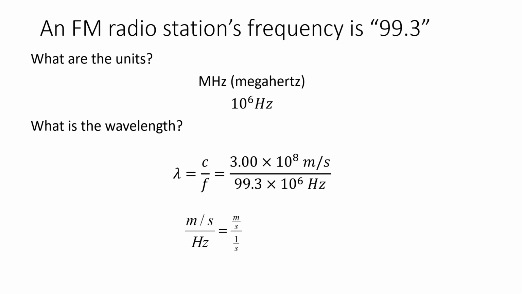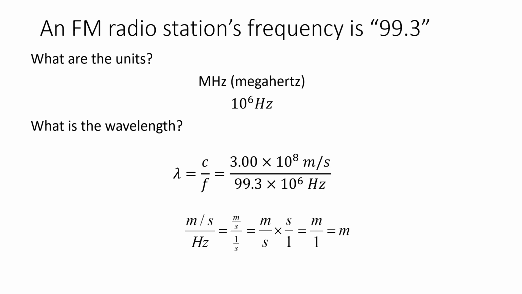And anytime you divide by a fraction, you take that bottom fraction, flip it upside down, and multiply. And so that becomes a meter over a second times a second over 1. And that will become a meter over 1, which is just a meter. And those are the units I would expect for a wavelength.